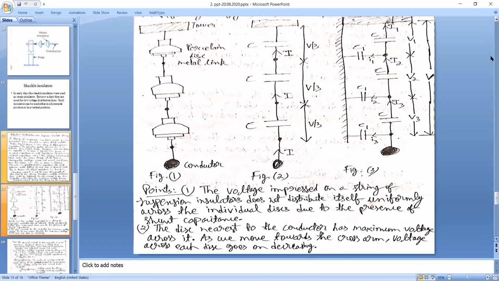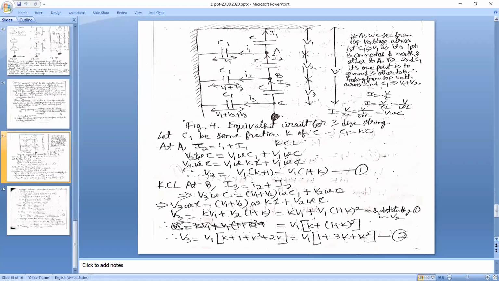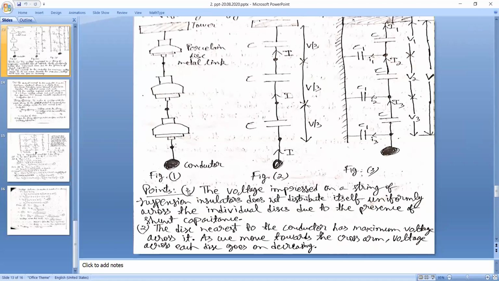So some important points to remember are points. Number 1, the voltage impressed on a string of suspension insulators does not distribute itself uniformly across the individual discs due to the presence of shunt capacitance. As because shunt capacitance is there, the voltage which is obtained across the string insulator is not uniformly distributed or divided.